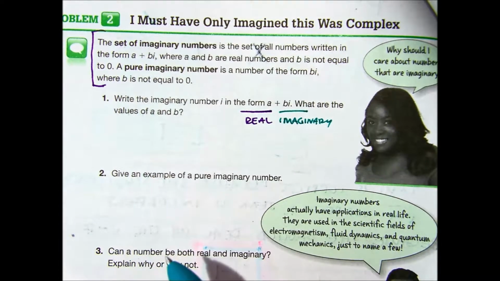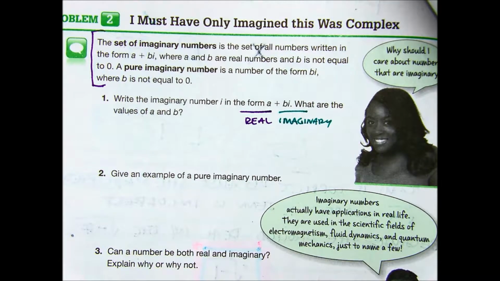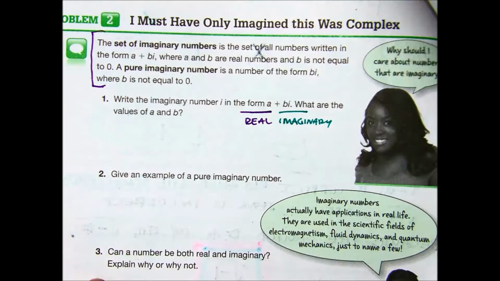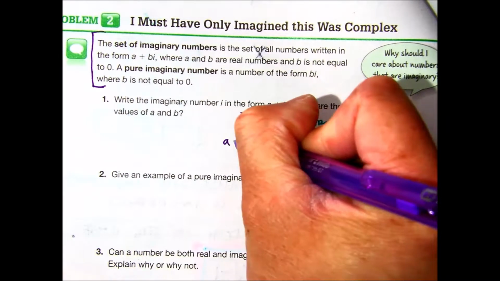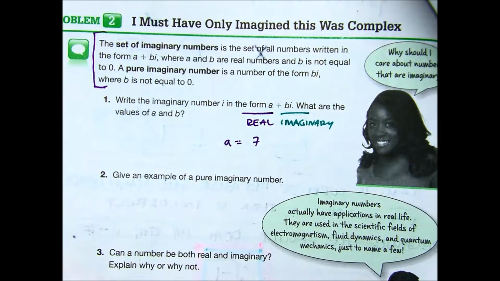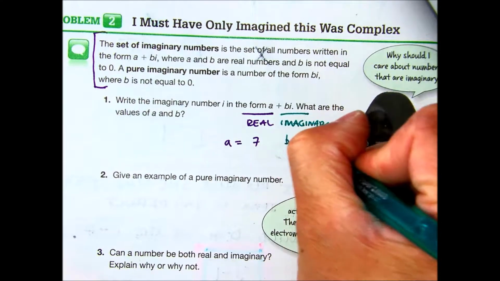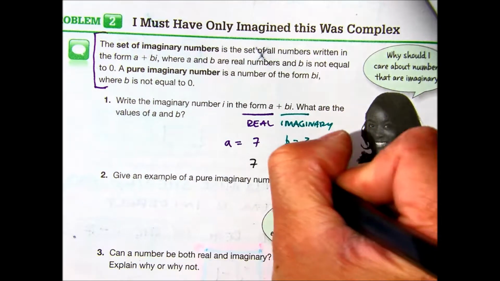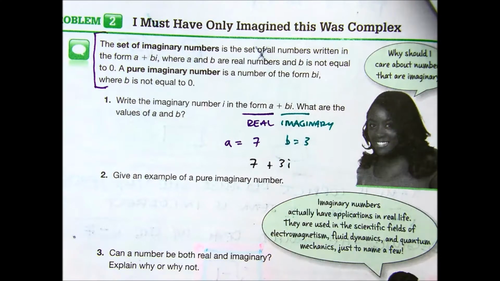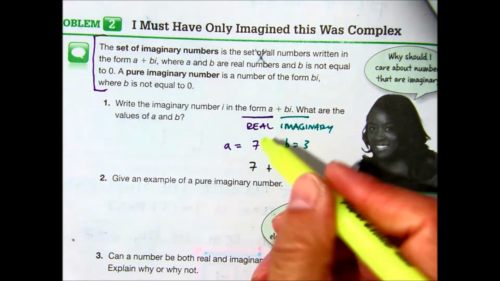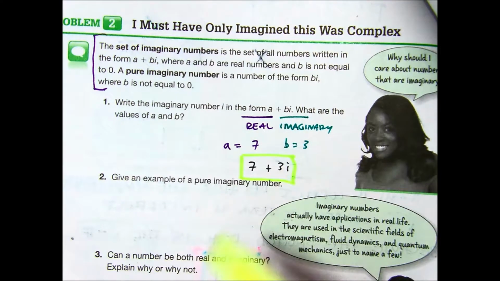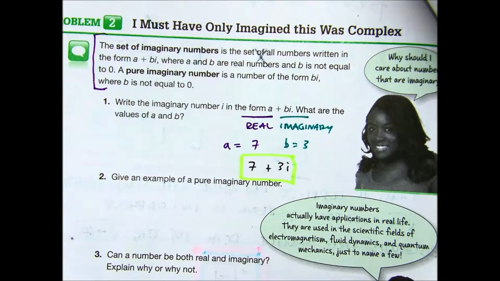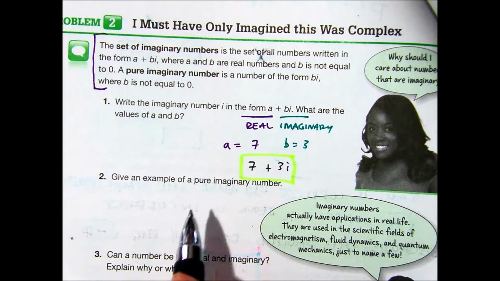Dora, can you read number 1 for us, please? Write the imaginary number in the form a plus bi. What are the values of a and b? Okay. Dora, can you make up a number for us, please? Any number? 7, and your b value. So if I'm going to write these, it's going to be 7 plus 3i. So if you make up some numbers, 7 plus 3i.